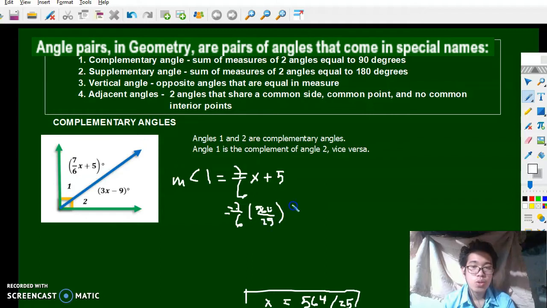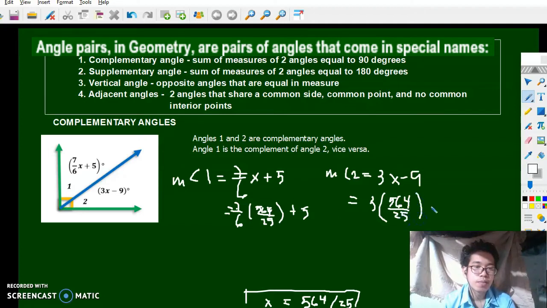And then you also do that with angle 2. Again, what's the measurement of angle 2? Let's write that cleanly. Angle 2 is 3x minus 9 degrees. Again, we substitute the value of x. So 3 times 564 all over 25, and close parentheses minus 9.